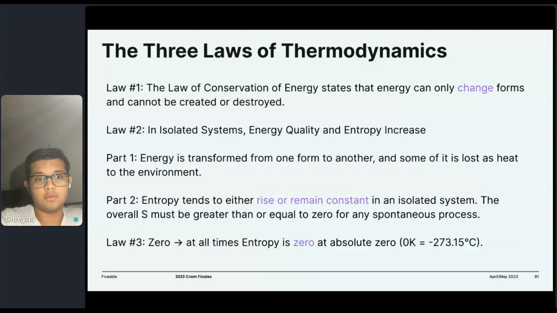Law 2 is that in isolated systems, energy quality and entropy can increase. And there are two parts to this. Part one is that when energy is transformed from one form to another, some of the energy is lost as heat to the environment. And part two is where entropy tends to either rise or remain constant in an isolated system. And the overall ΔS must be greater than or equal to 0 for any spontaneous process. So there are two parts to Law 2.